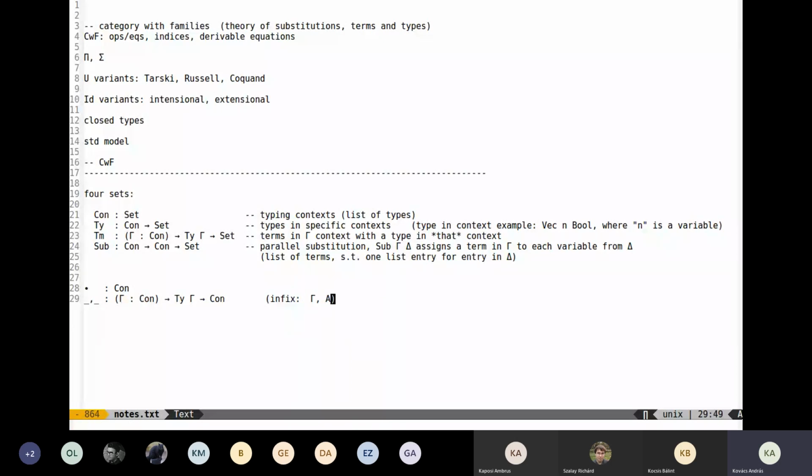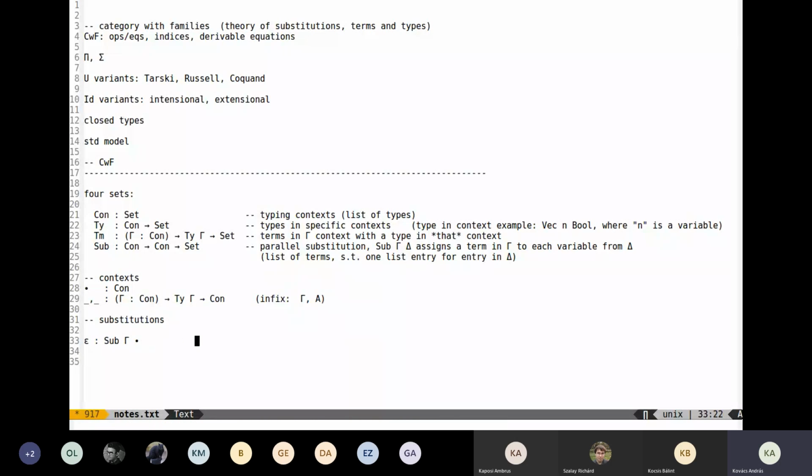Okay, and this is pretty simple. So context. And what about substitutions? I mentioned that substitutions can be viewed as lists of terms. So let's also try to define the operations for creating an empty list of terms and also an extended list of terms. So there is this epsilon, and this is a substitution from gamma to empty.